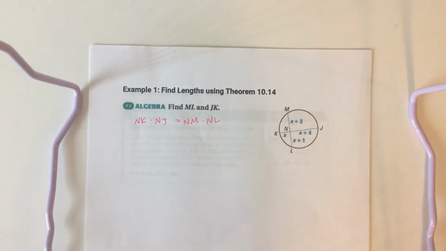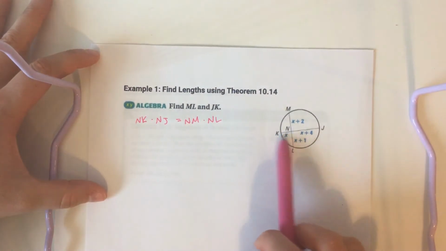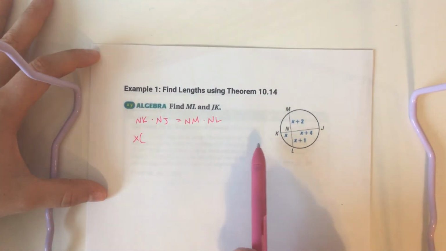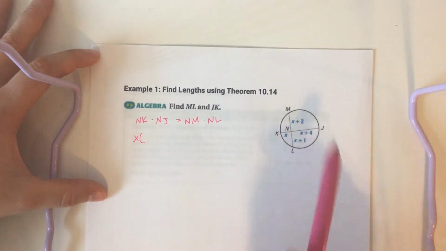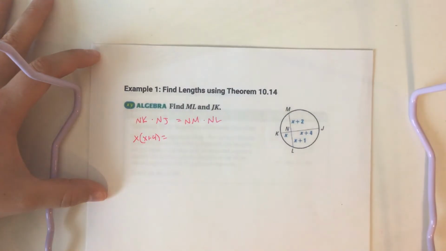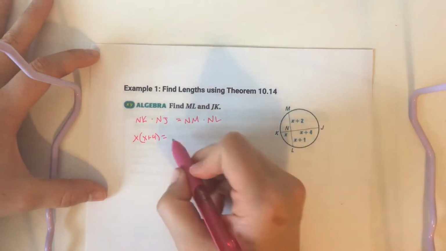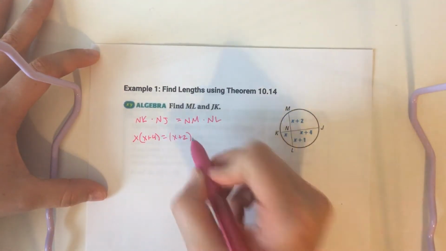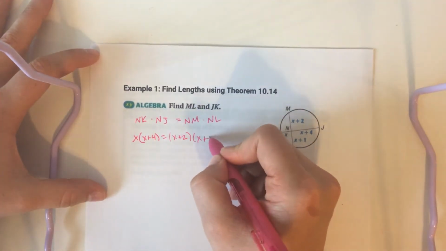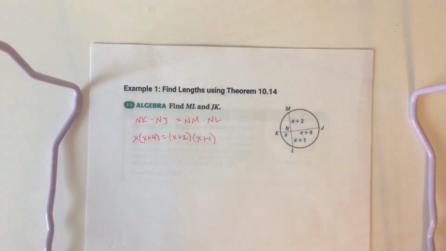And I'm going to plug in the values they gave us for that into this multiplication problem. So NK is X. I'm going to use parentheses to show multiplication. NJ is X plus 4. NM is X plus 2. Again, I'm going to use parentheses, and you'll see why in a second. NL is X plus 1. And then there's our multiplication problem.